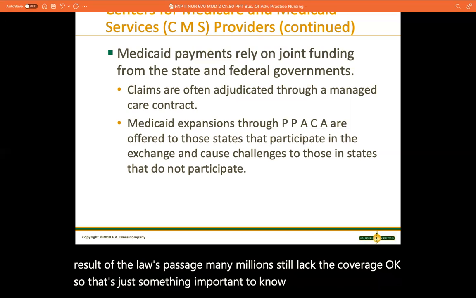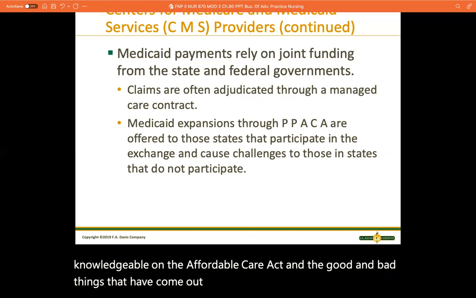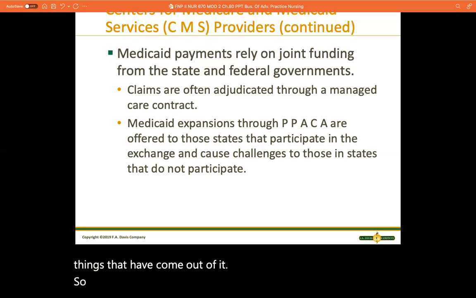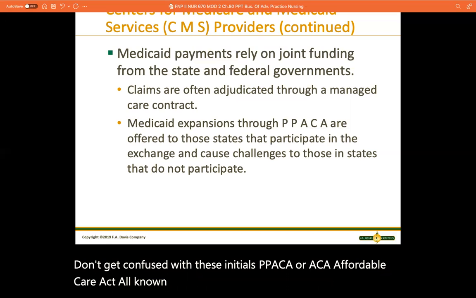Make yourself knowledgeable on the Affordable Care Act and the good and bad things that have come out of it. Okay. So again, don't get confused with these initials, PPACA or ACA, Affordable Care Act, all known as Obamacare.